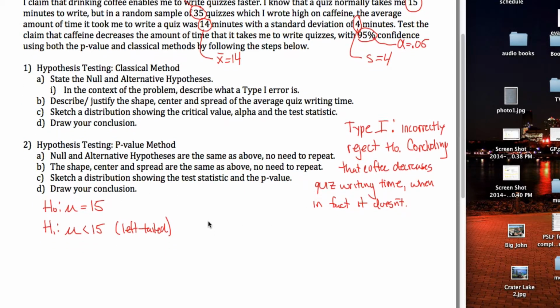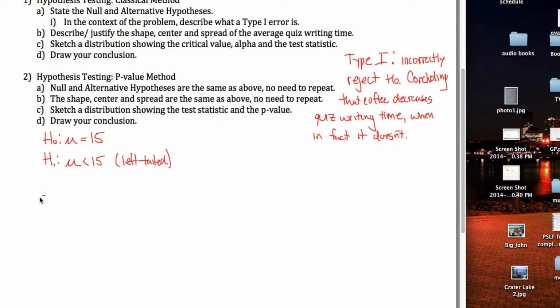Okay, so describe and justify the shape, center, spread. We've been doing this for a while, so these won't be any huge surprise to you. For shape, better be approximately normal, because otherwise there's nothing I can do in this class. It is. The reason why is our central limit theorem, which says that as n gets larger, the shape of the sampling distribution becomes approximately normal. In our class, we say it's approximately normal because n is greater than or equal to 30.